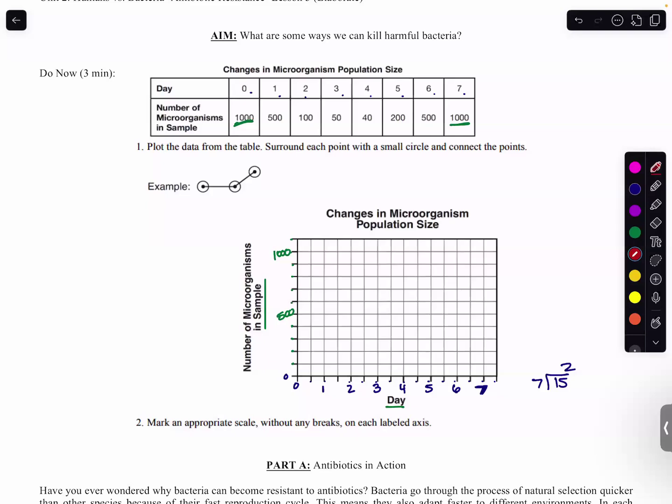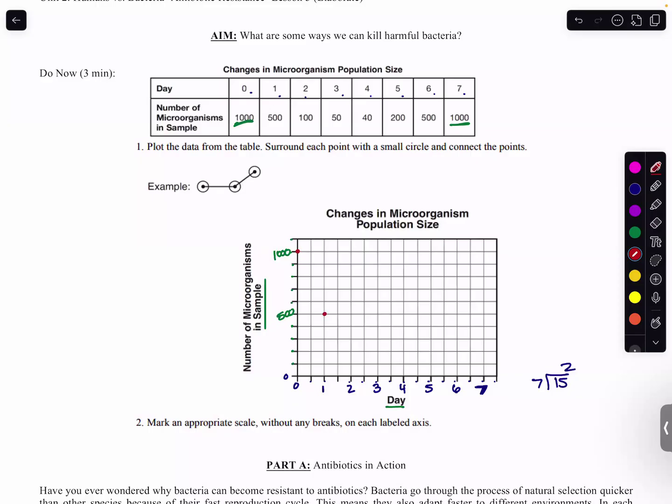All right. So at day 0, the number of microorganisms in my sample was at 1,000. So if I just go over on my x-axis at 0 and then go up to 1,000, I'm going to mark a dot there. And again, this is going to be a line graph. I'm going to plot and coordinate my points. Now, my next one on day 1 is that it's at 500.